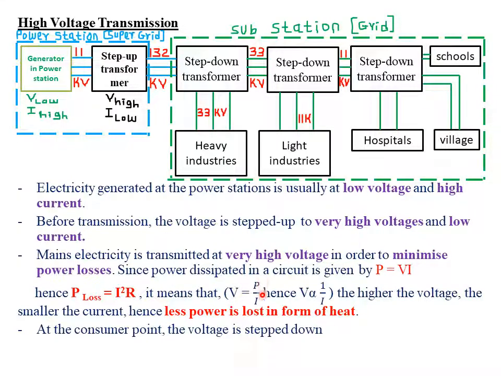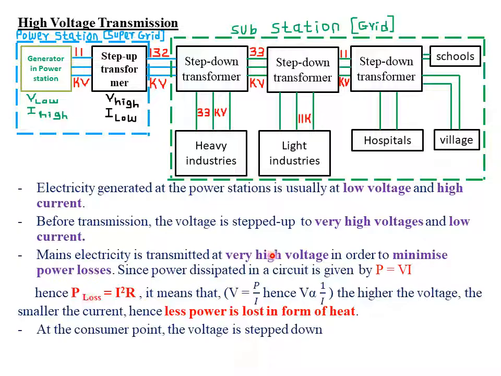because you can see here from this formula, V is equal to P over I. Voltage and current are inversely proportional to one another. Therefore, the higher the voltage, the smaller the current. Hence, less power is lost in form of heat, because power loss is given by I squared R. So that simply means that if current is very small, then the amount of power that is going to be lost will also be very small, because you are multiplying a smaller current with a resistance. Of course, the final result would be a small loss in power.